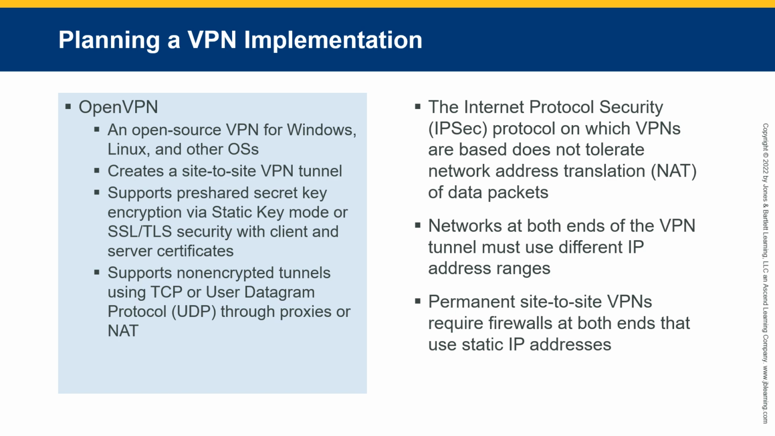And these can end up becoming permanent site-to-site VPNs. They can go through firewalls where both sides have static addresses and they don't change. So if your ISP is giving you a dynamic address, you may have to request a static IP address for this to remain permanently up.